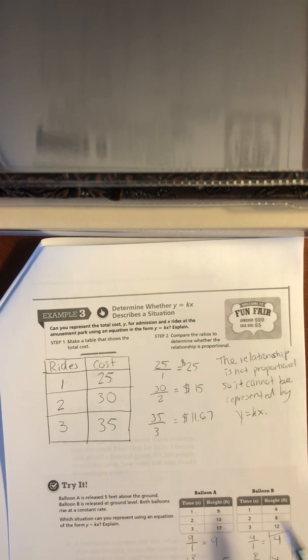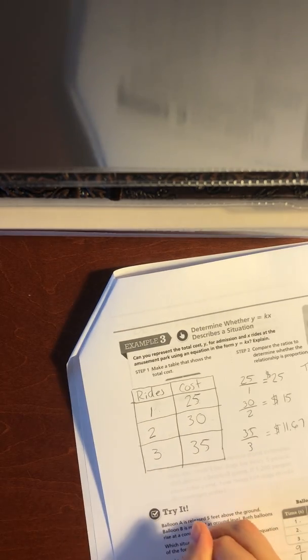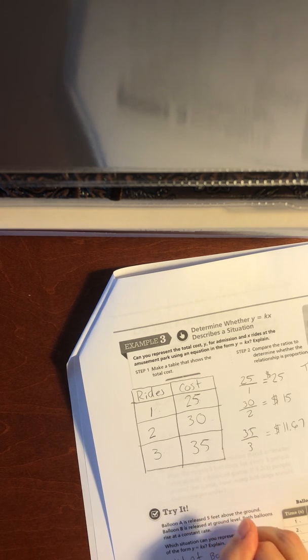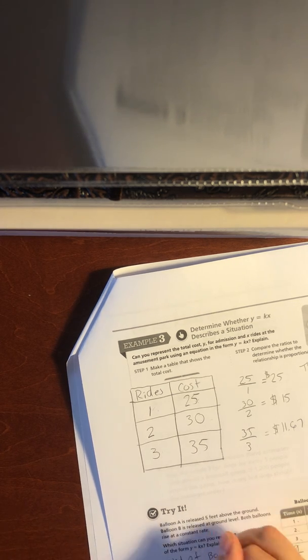So which situation can you represent using an equation of the form y equals kx? The height of balloon B can be represented by y equals 4x because the ratios are equivalent.